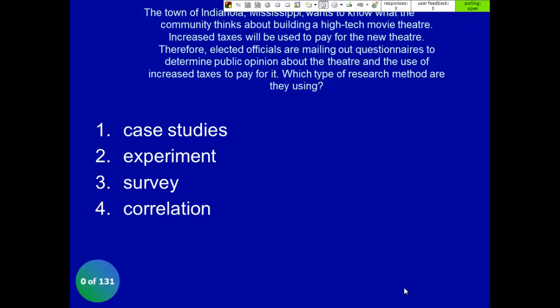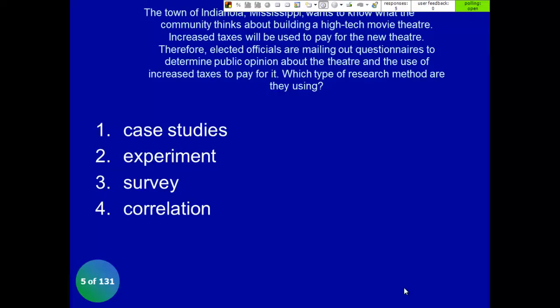and read the scenario that's listed there. The town of Indianola, Mississippi, wants to know what the community thinks about building a high-tech movie theater. Increased taxes will be used to pay for the new theater. Therefore, elected officials are mailing out questionnaires to determine public opinion about the theater and the use of increased taxes to pay for it. What type of research methods are they using?